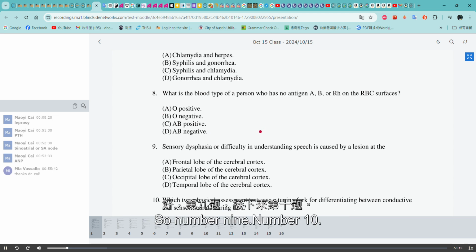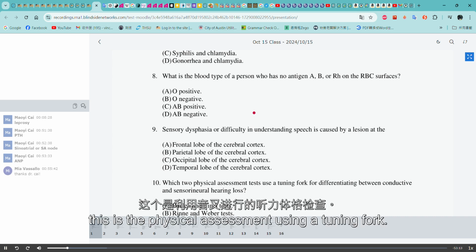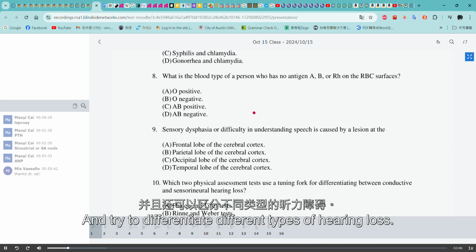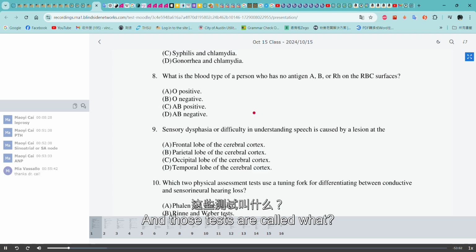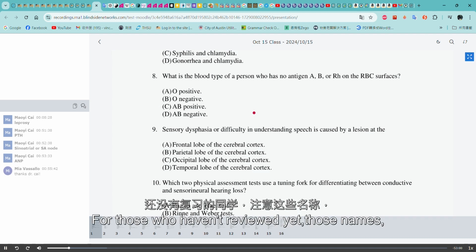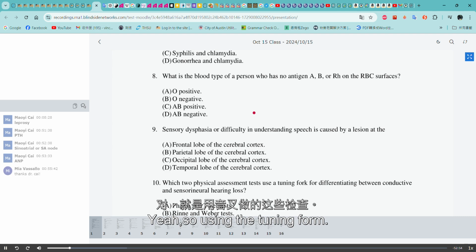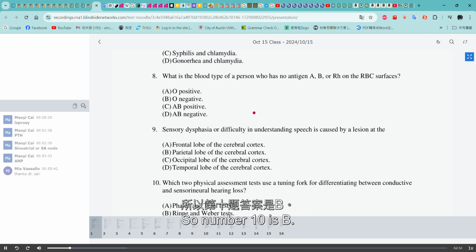So number 9. Number 10, this is the physical assessment using a tuning fork to test the hearing conditions and try to differentiate different types of hearing loss. And those tests are called what? Well, those we haven't reviewed yet. Those names, you have to know that. Rinne and Weber's test. Rinne and Weber. Using the tuning fork. So number 10 is B.